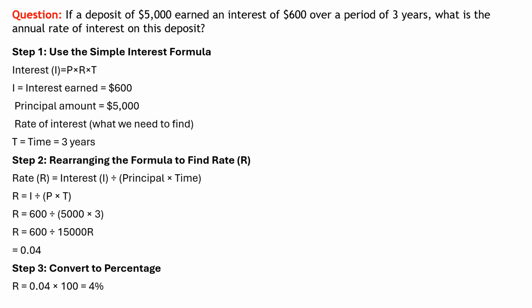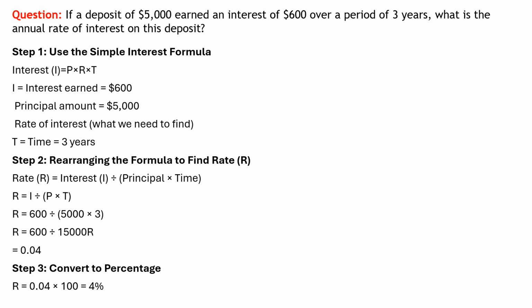Then let us go for the second step. In the second step, we are going to rearrange the formula to find out the rate of interest. Rate, that is interest rate, is equal to interest amount divided by principal into time period. So R, that is the rate of interest, is equal to I divided by P into T. R is not given in the question, but the interest amount is given. So therefore 600 is the I, 5,000 is the principal amount, the time period is 3 years. So R, that is the interest rate, is what we are supposed to find out.